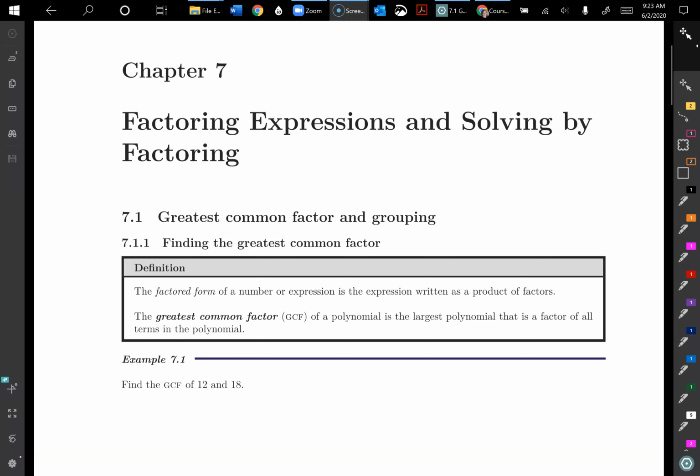In this video, we're going to go over Chapter 7. We'll start with 7.1, greatest common factor, and factor by grouping. So we are on page 89 of your workbook. So we have this definition here.